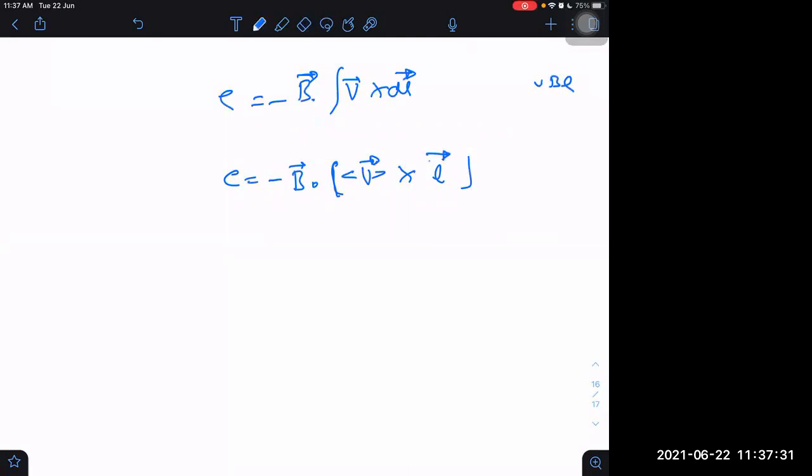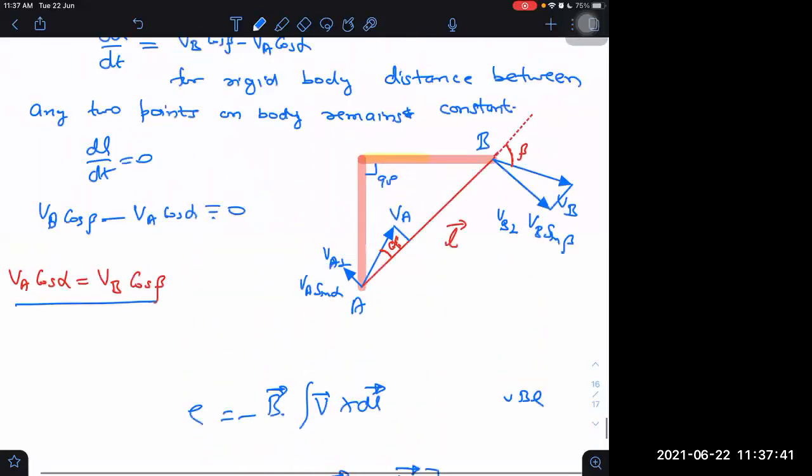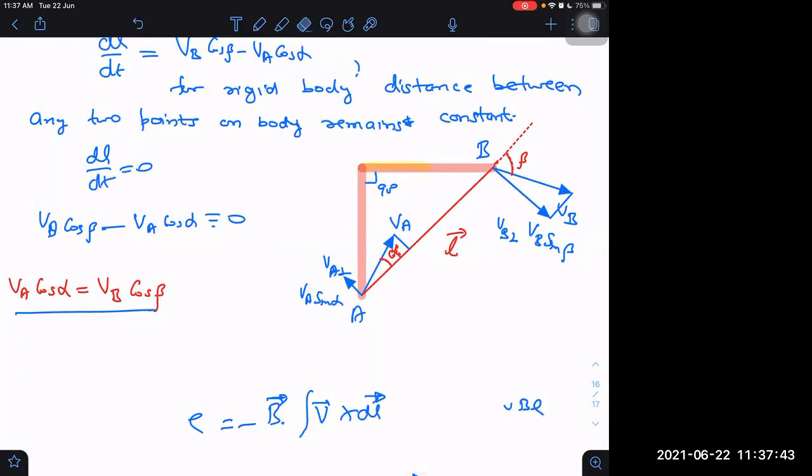Now, this formula we can apply only in which cases? Only in the cases when velocity is linearly varying. When will the velocity be linearly varying? If it is a rigid body, then velocity will be varying linearly from one end to the other end. This will vary linearly only.